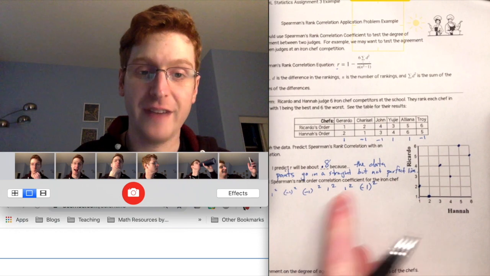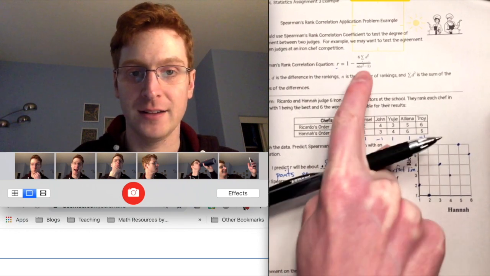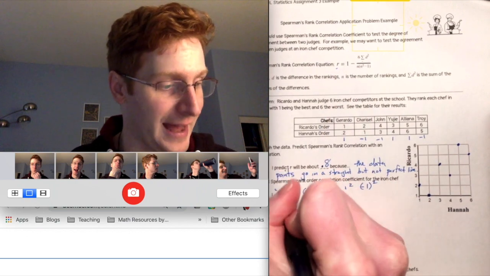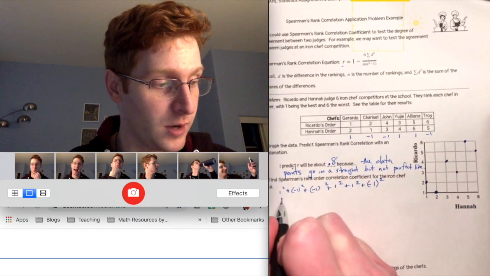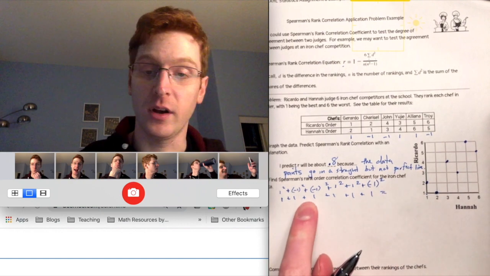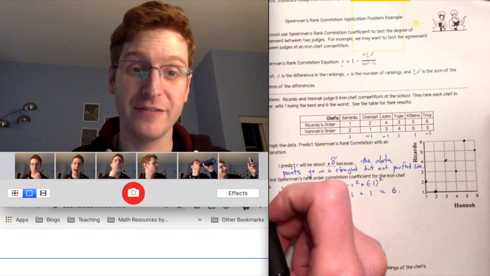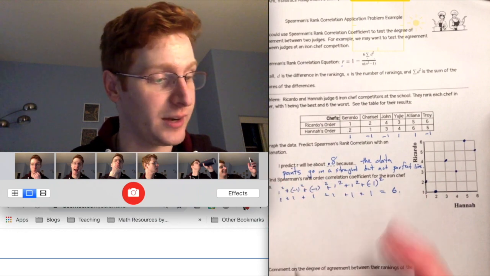So these values are the differences squared, but I want to find the sum of them. So I'm going to add them all up. So I'm just taking 1 plus 1, and 1 plus 1 plus 1 plus 1, which is 6. So I know that the sum of the differences squared is 6.